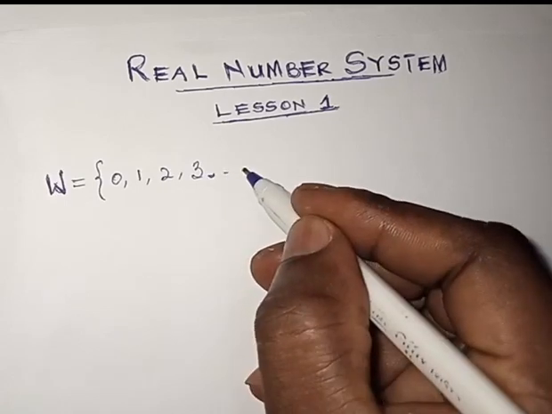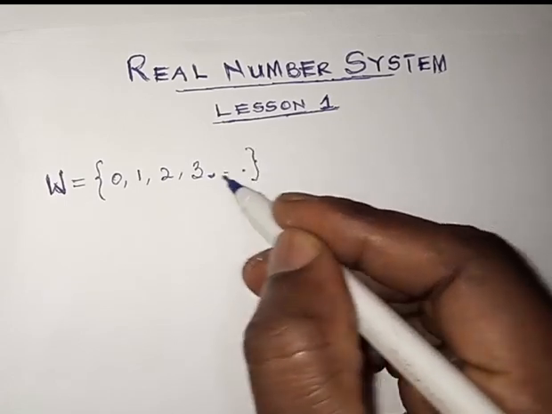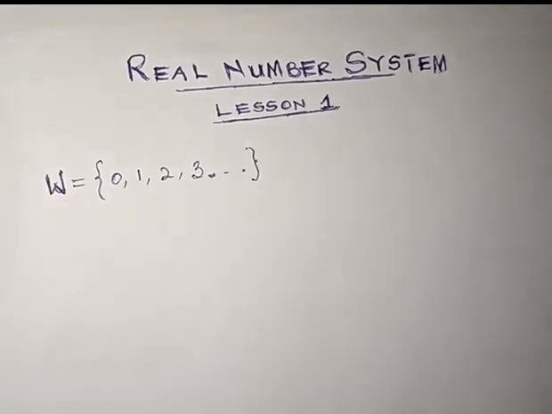Okay, so the 3 dots suggest that, apart from the first 4 numbers of whole numbers, there are other numbers we can also talk about, but we can't list all of them because it is to infinity.